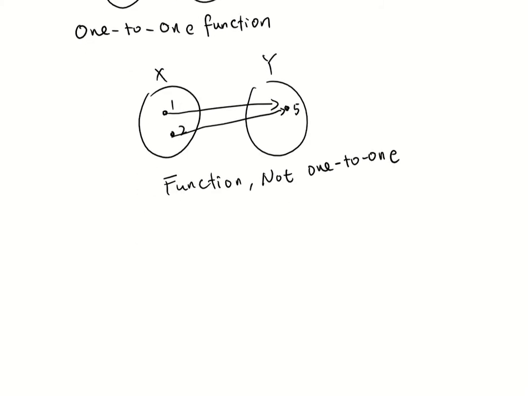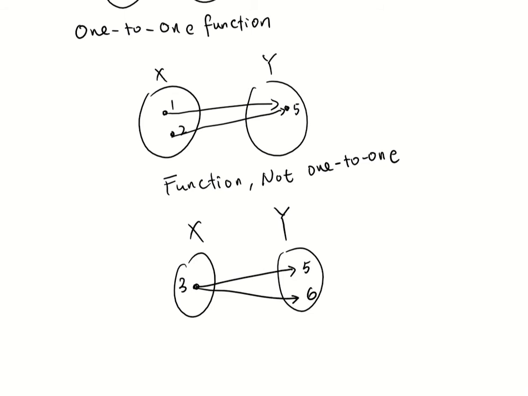Okay, how about this case? You have x and y, domain and range, and for the input you have, let's say, 3, and this is mapped to both 5 and 6 in the output. This relation is not even a function, let alone a one-to-one function. For a relation to be a one-to-one function, it needs to be a function first. Then it can be a one-to-one function.